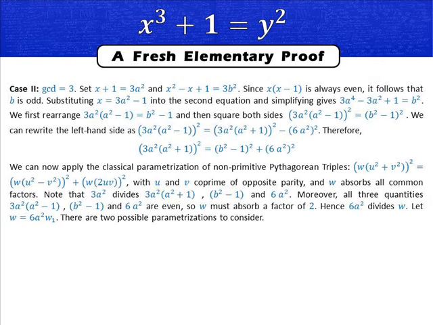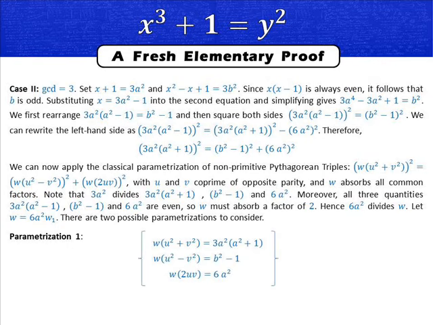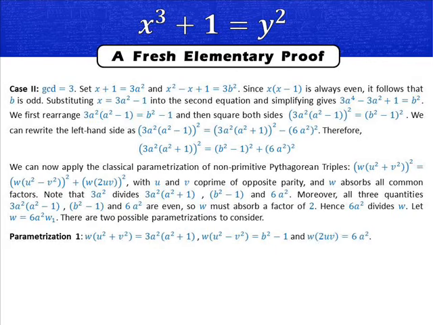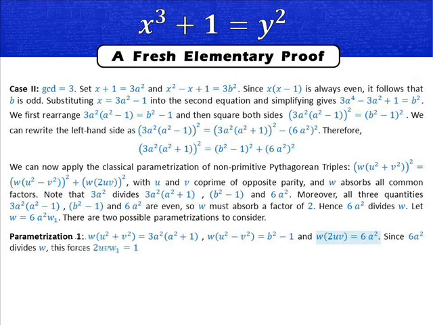There are two possible parametrizations to consider. Parametrization 1: the hypotenuse equals 3a squared times (a squared plus 1). The first leg, w times (u squared minus v squared), equals b squared minus 1. And the second leg, w times 2uv, equals 6a squared. Since 6a squared divides w, this forces 2 times u times v times w sub 1 to be equal to 1, which is impossible since u, v, and w sub 1 are integers. So this subcase is discarded.